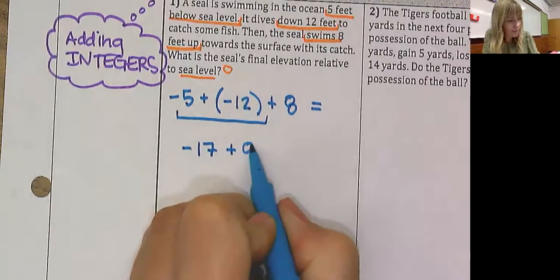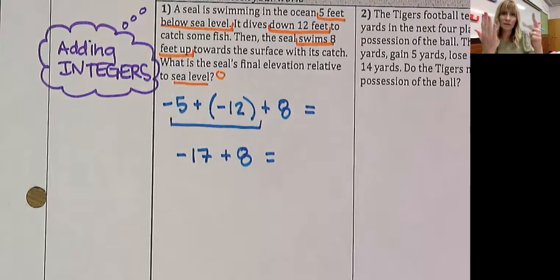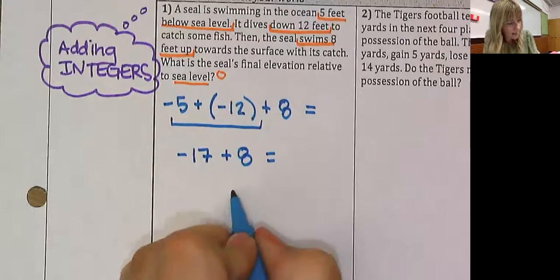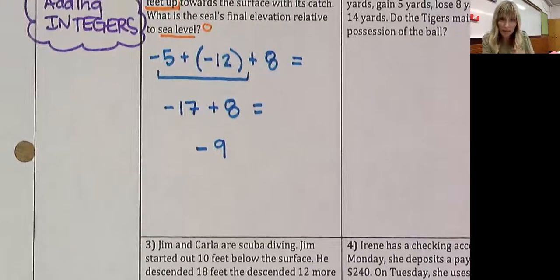Now I still have this +8. Now I have different signs: subtract, take the sign of the one that goes farther. So 8, 9, 10, 11, 12, 13, 14, 15, 16, 17, that's 9. Take the sign of the one that goes farther. That is my integer answer.